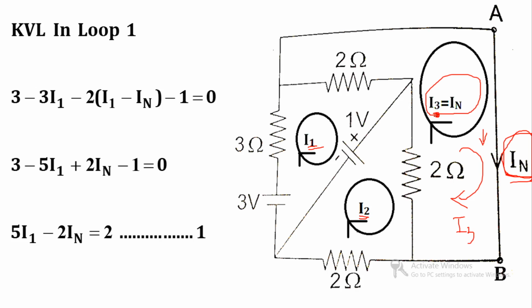So the logic to find out the Norton's current is to apply the Kirchhoff voltage law in all these three loops and find out the loop number 3 current I3, that is my Norton's current or short circuit current.